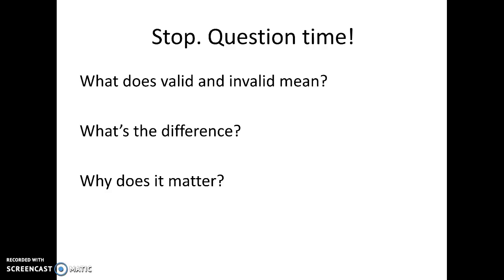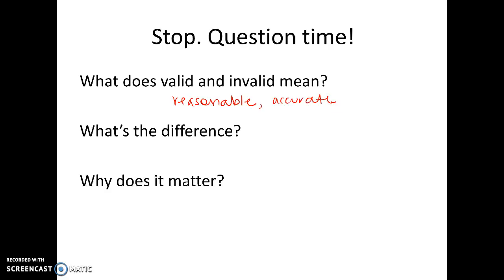So let's go ahead and talk about validity before we move on to more bar graphs. So what does valid and invalid mean? Valid means possible, probable, or reasonable. What it's doing is asking if this is a reasonable response. Is this an accurate response?